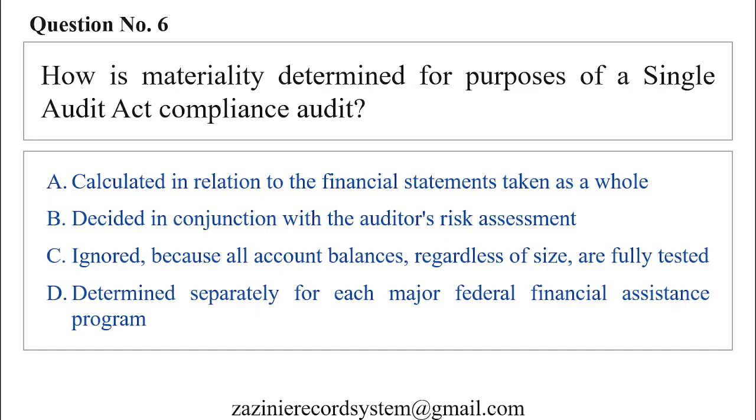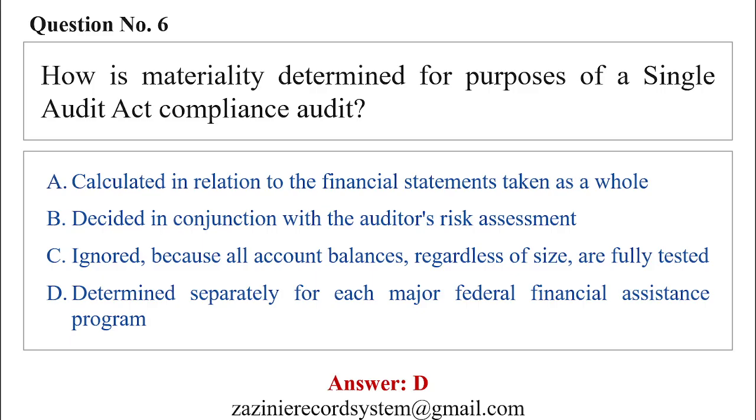Question number 6. How is materiality determined for purposes of a Single Audit Act compliance audit? Letter A, calculated in relation to the financial statements taken as a whole. Letter B, decided in conjunction with the auditor's risk assessment. Letter C, ignored, because all account balances, regardless of size, are fully tested. Letter D, determined separately for each major federal financial assistance program. Correct answer is letter D.